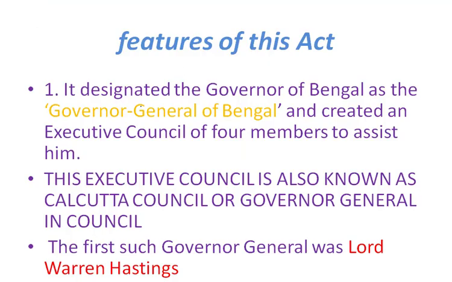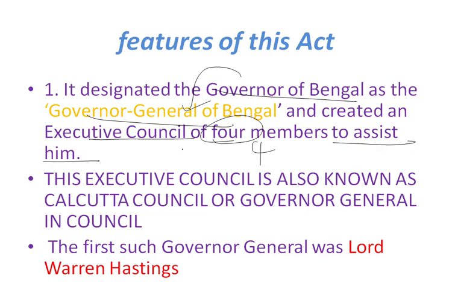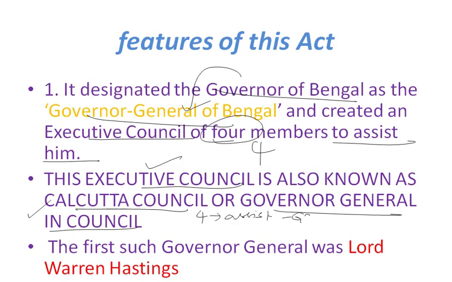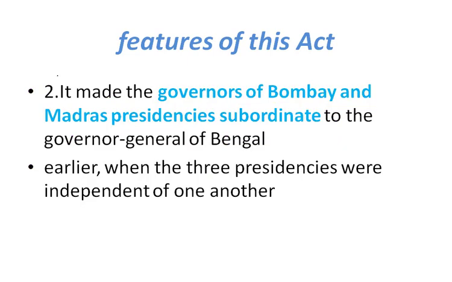The act designated the Governor of Bengal as the Governor General of Bengal and created an executive council of 4 members to assist him. This council is also known as the Calcutta Council or Governor General in Council. So these 4 members will assist the Governor General of Bengal in executing the functions. And the first such Governor General was Lord Warren Hastings. So Lord Warren Hastings became the first Governor General of Bengal.